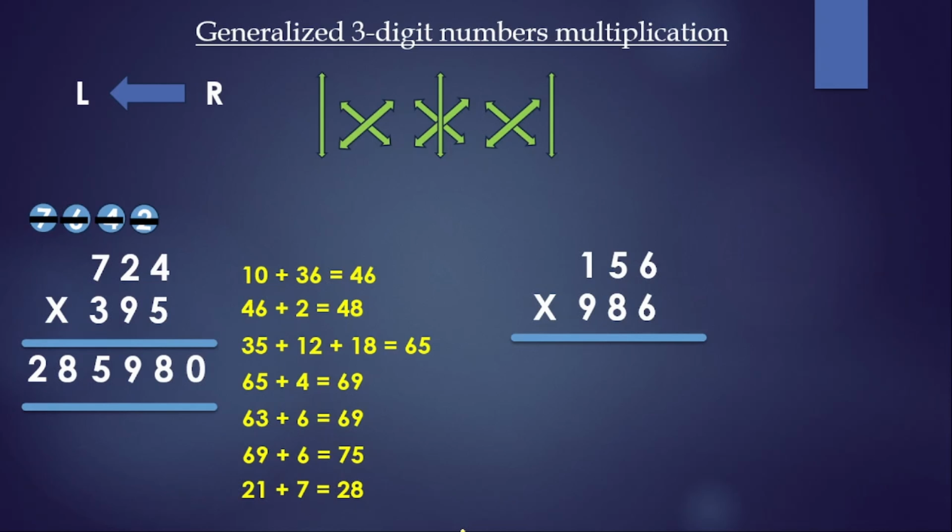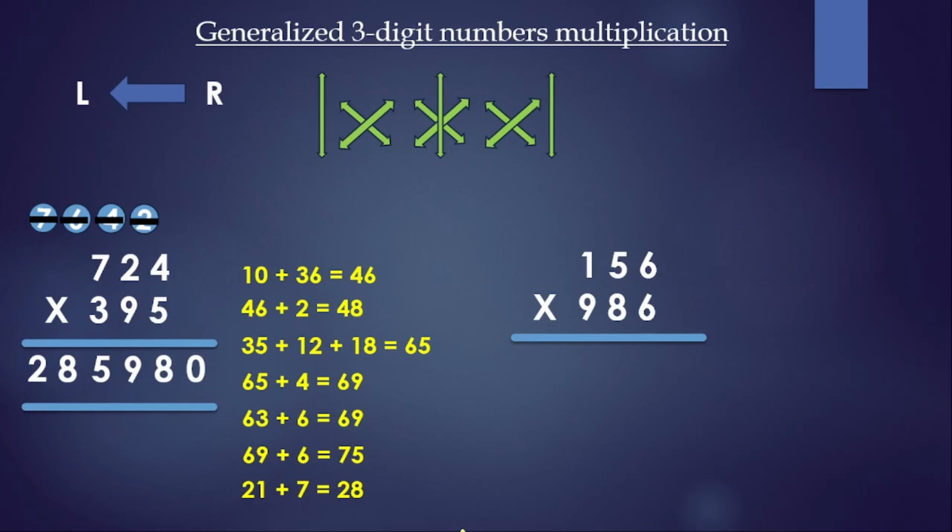285980. It's a slightly lengthy process, but believe me, if you practice this, it is far more time saving as compared to our regular 3-digit multiplications. Let us try one more, and you can follow the pattern and solve gradually with me.